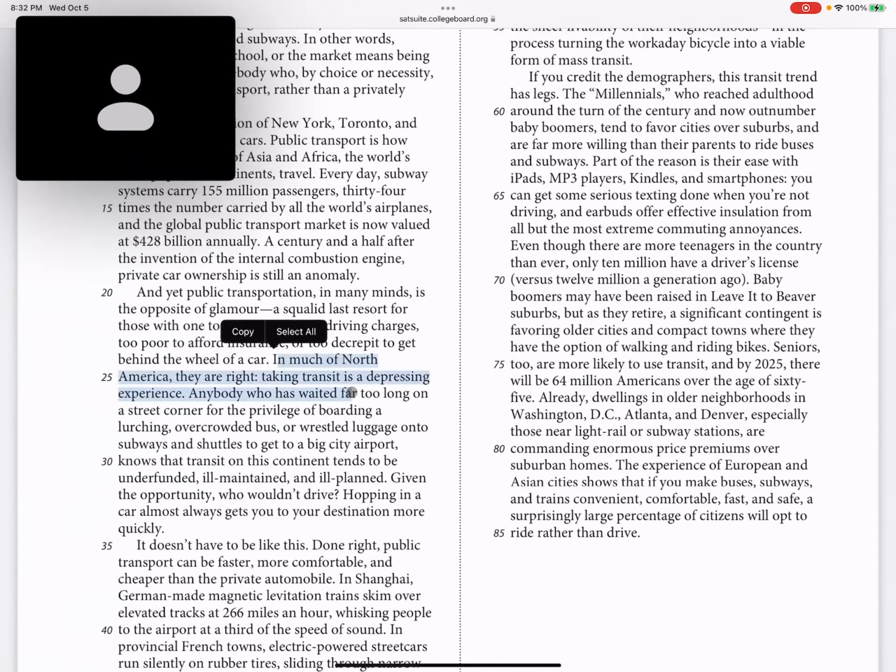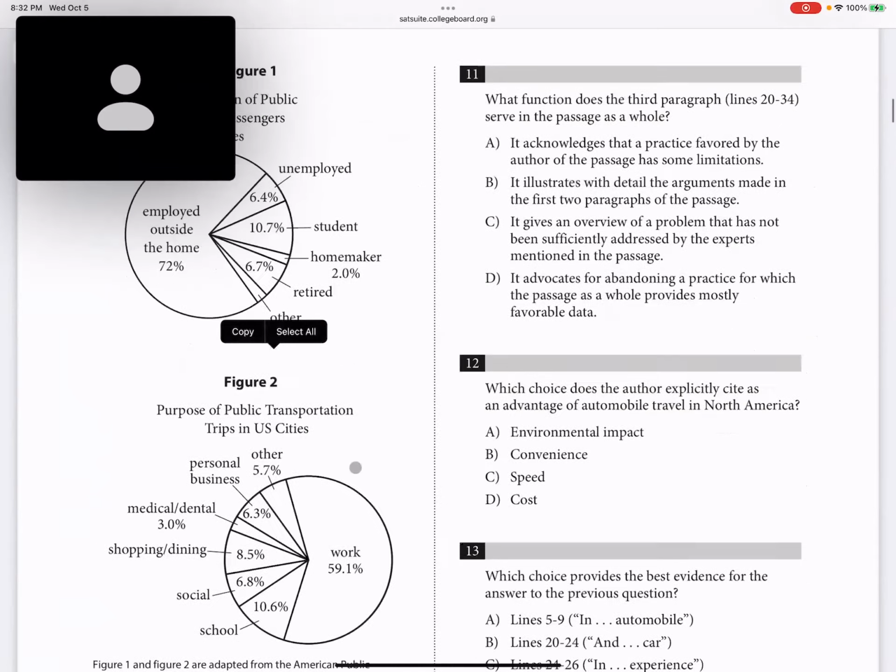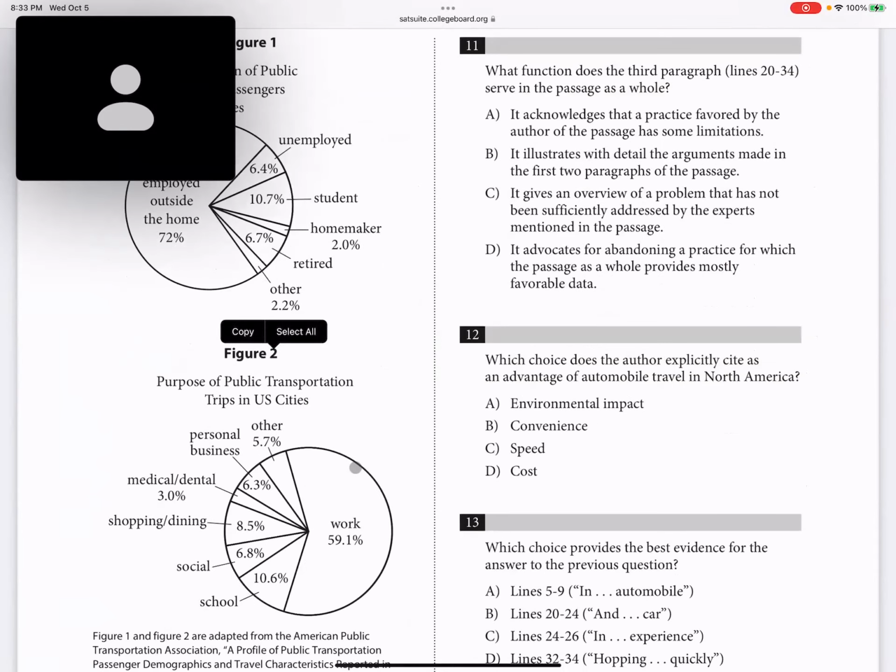In much of North America, they are right. Taking transit is a depressing experience. Okay, so for 12, I would say we can go ahead and look at the answers, because again, we need some guidance: environmental impact, convenience, speed, or cost. Being a depressing experience, does that really describe any of those four answers? No, right? Okay.